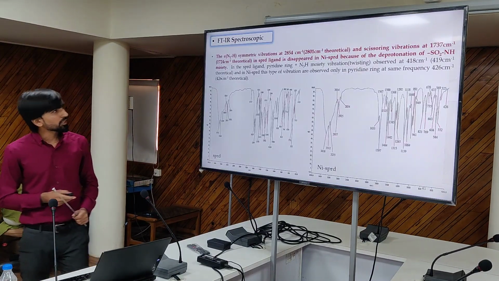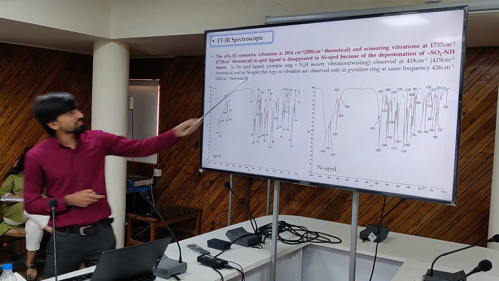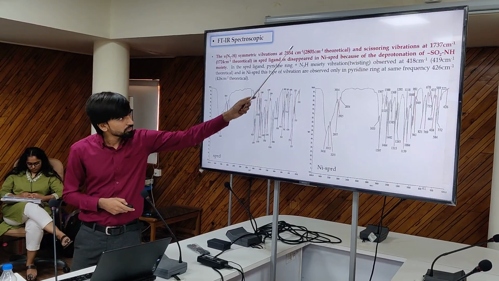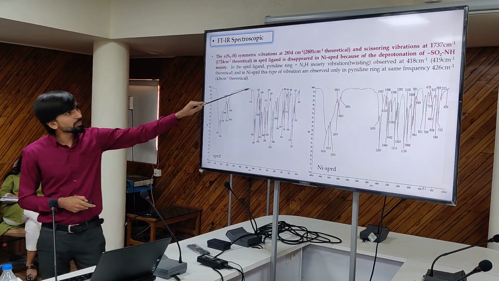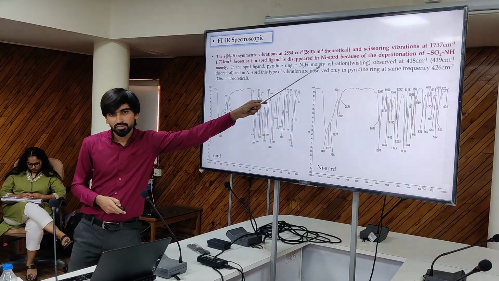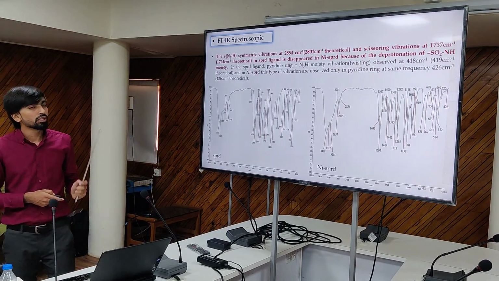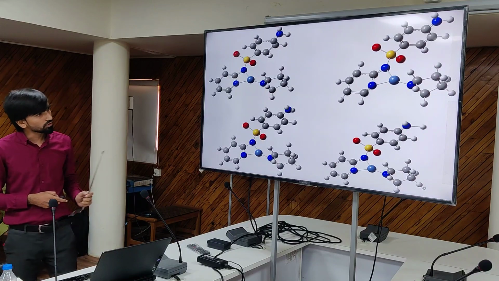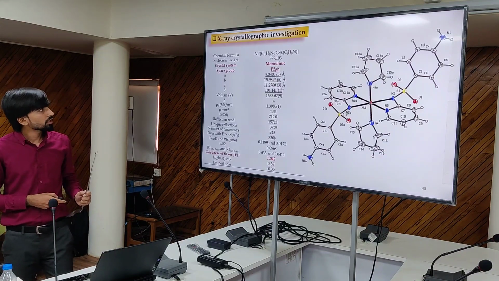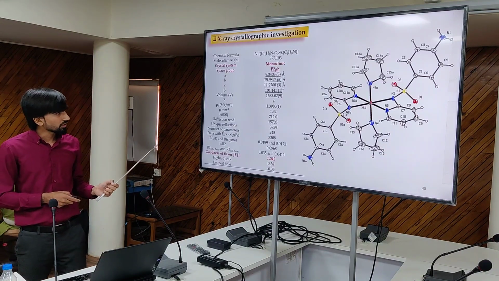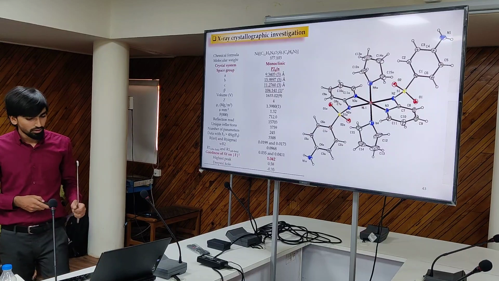From the FTIR spectroscopy, some stretching vibrations are present in the case of the sulfur pyridine molecule that are absent in the case of the nickel sulfur pyridine molecule. So there is another confirmation of the binding of the metal with the sulfur pyridine molecule. These are a few theoretical vibrations. Now the crystal grows in the monoclinic crystal system with the P2 1 by n space group.